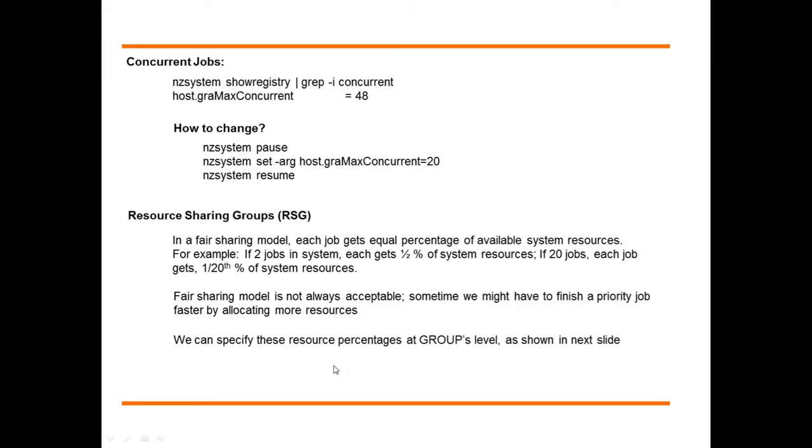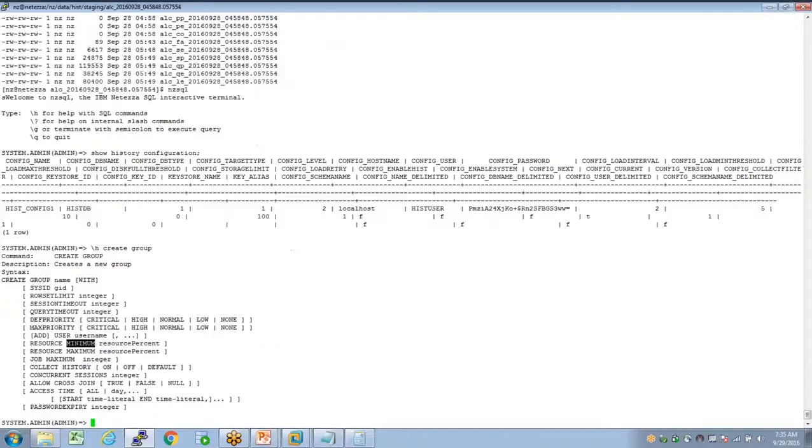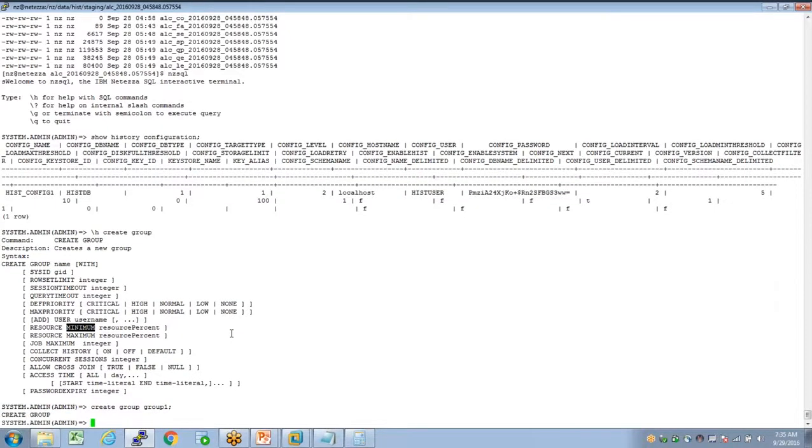Let me go back to the slides once. The point I'm trying to make here is you have two types of groups. The normal groups that you create without giving resource minimum and resource maximum. If I just create a group 1, this is called a normal group. This is also called a non-resource sharing group. Whereas when I create a group such as ETL, resource minimum is 60, resource maximum is 80.